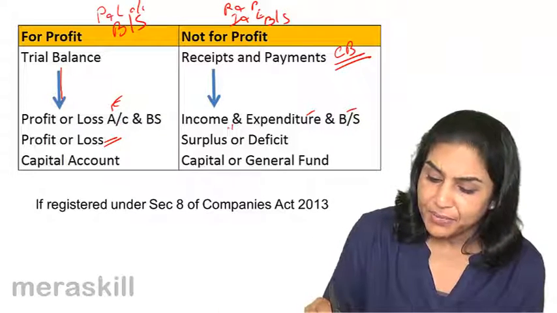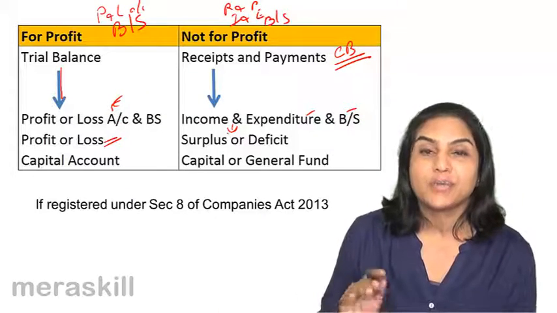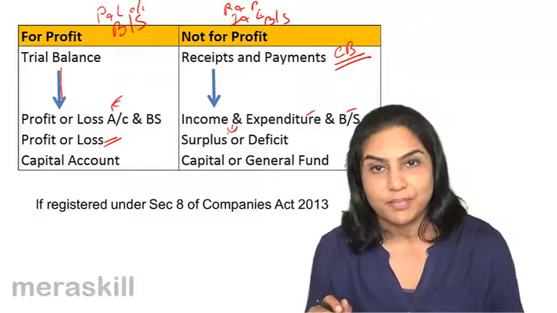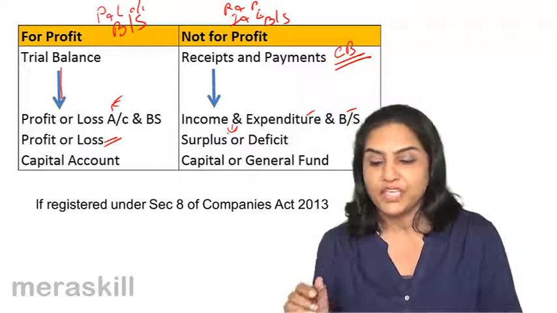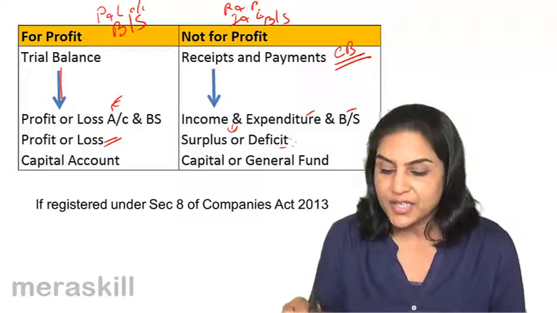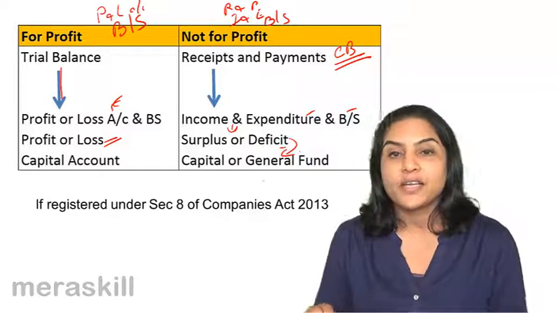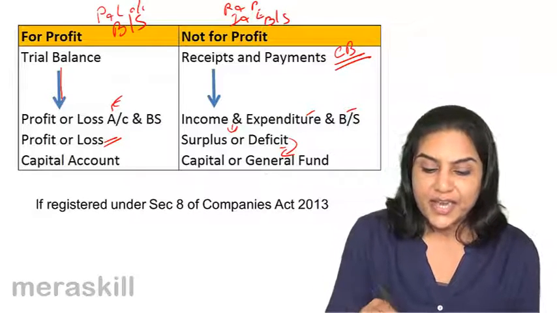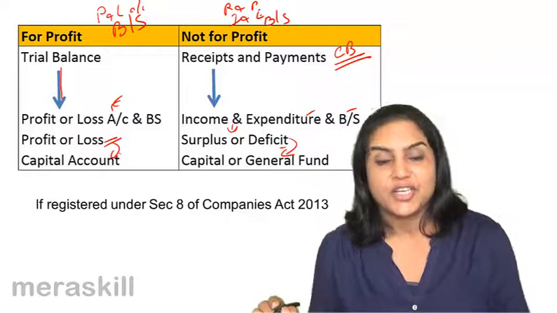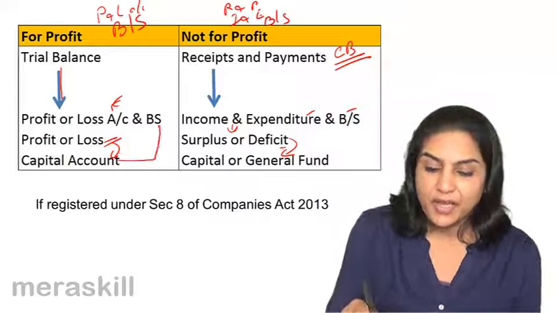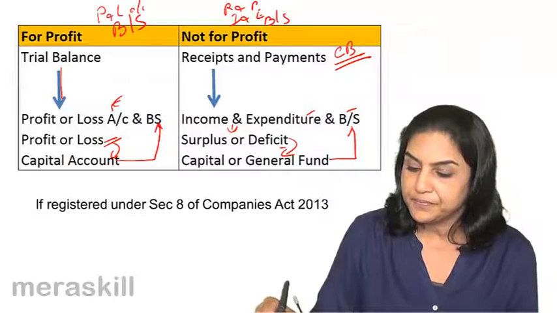From the income and expenditure, we do not get profit or loss. We get an excess of income, which is called surplus, or an excess of expenditure, which is called a deficit. This is adjusted against the capital fund or the general fund, just like profit or loss is adjusted against capital in the balance sheet.